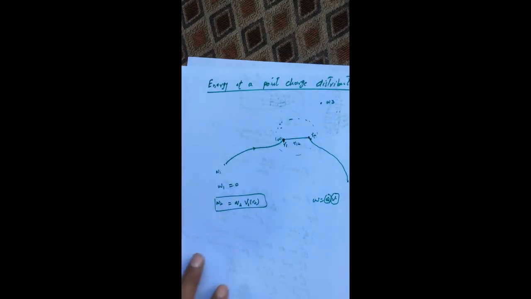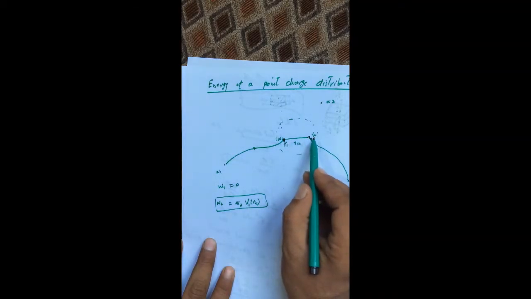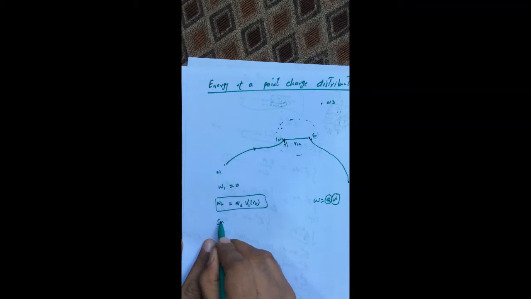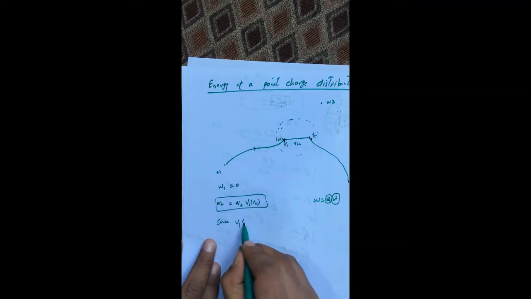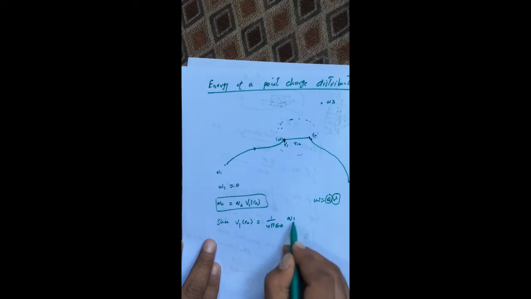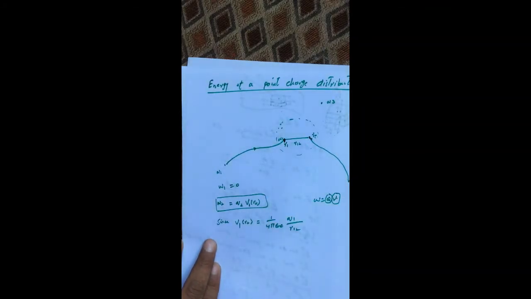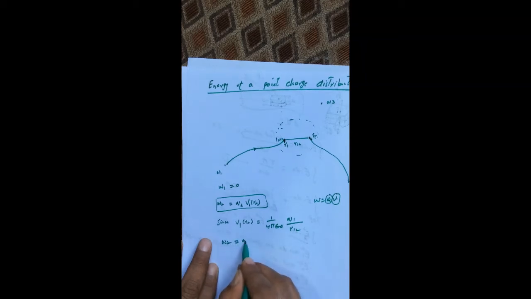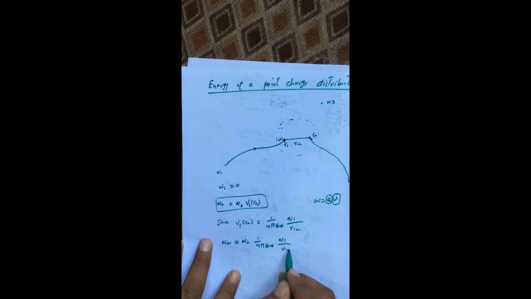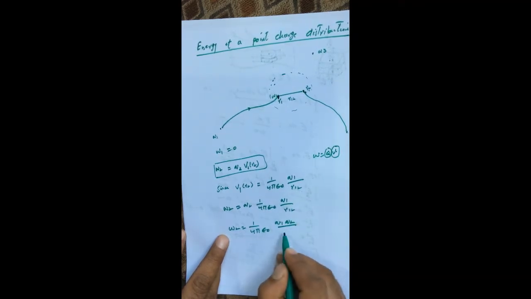Now we know that the potential of charge Q1 at point R2 is 1 over 4 pi epsilon naught Q1 over R12. That is the distance from this point charge to this. So we have work W2, which is Q2 into 1 over 4 pi epsilon naught Q1 over R12, or W2 is equal to 1 over 4 pi epsilon naught Q1 Q2 over R12.